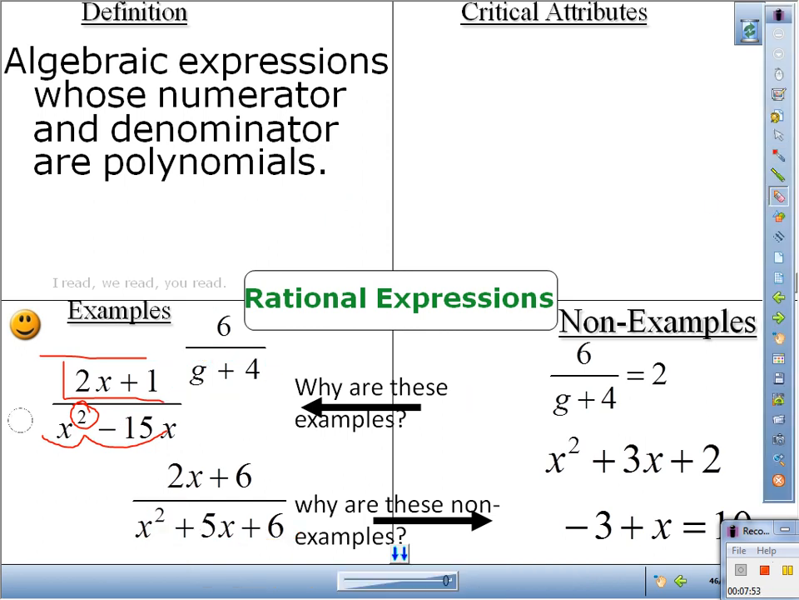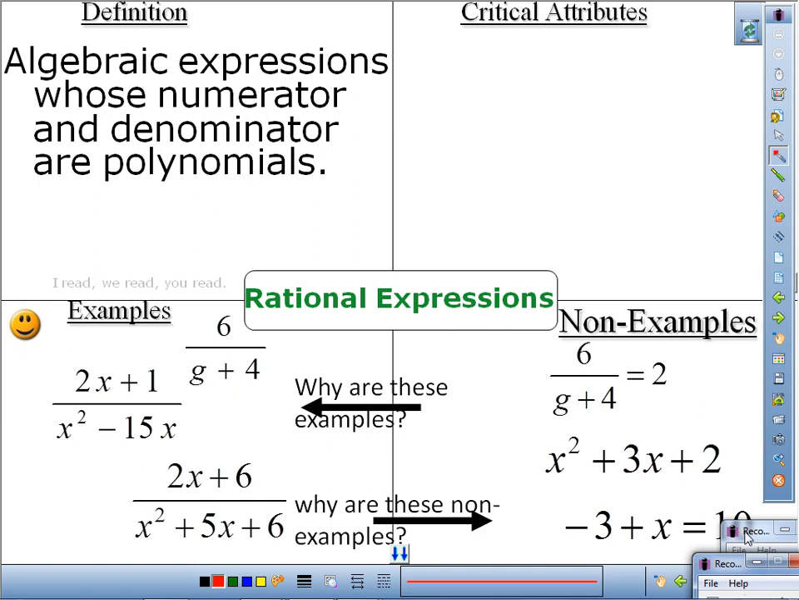All right. Look at the non-examples, though. Let me move this a little bit. Look at all these. If these are rational expressions, according to the definition, why are these not rational expressions? Talk it over with your neighbor, please. Why are these not rational expressions?